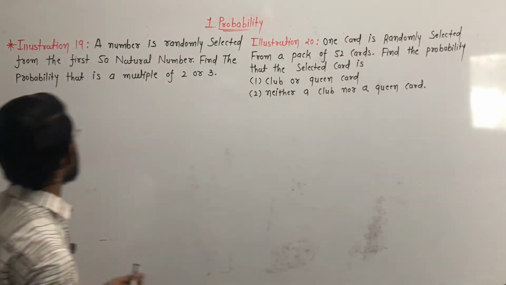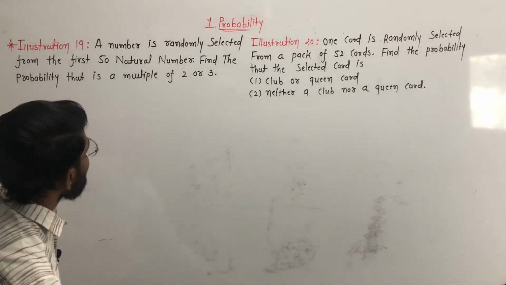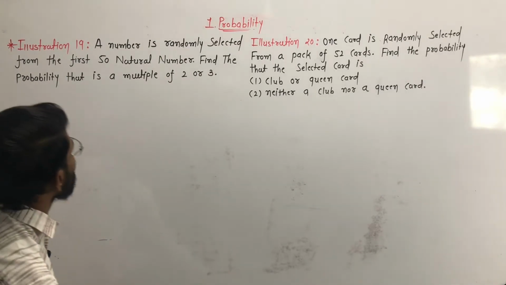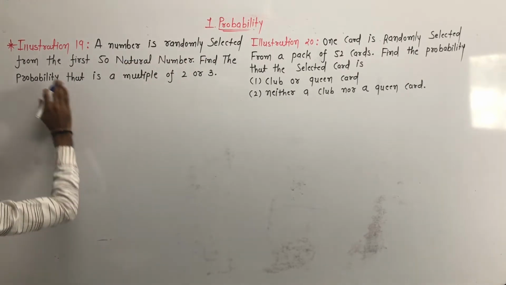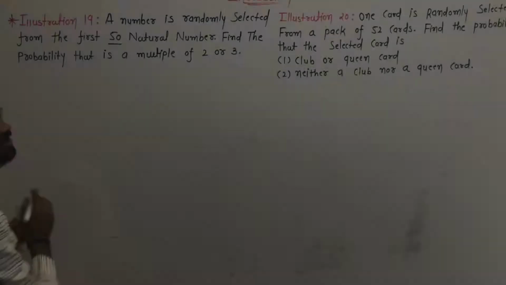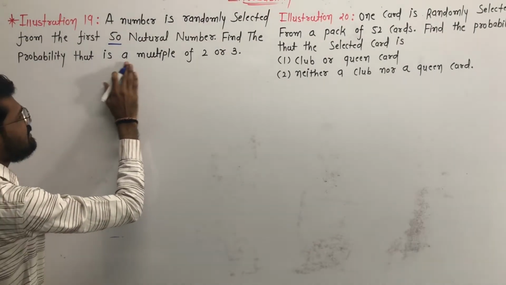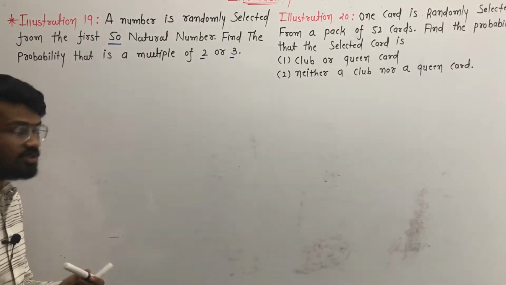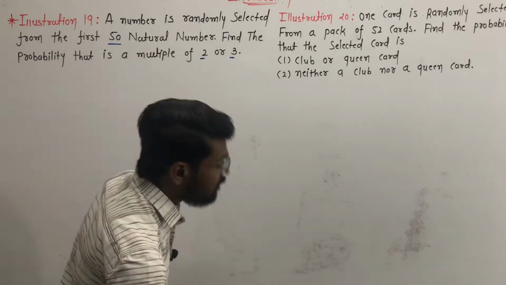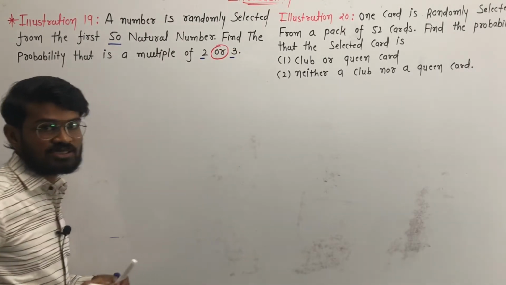Illustration number 19 is that a number is randomly selected from the first 50 natural numbers. Find the probability that it is a multiple of 2 or 3. Here, or means union. Suppose there are 2 events.